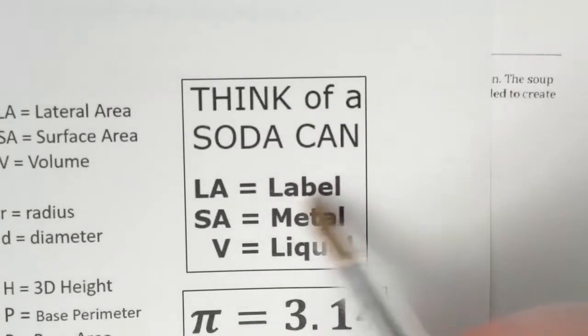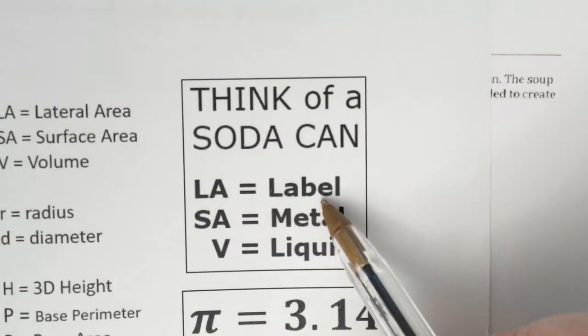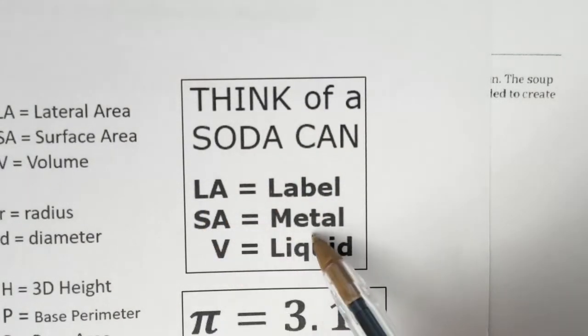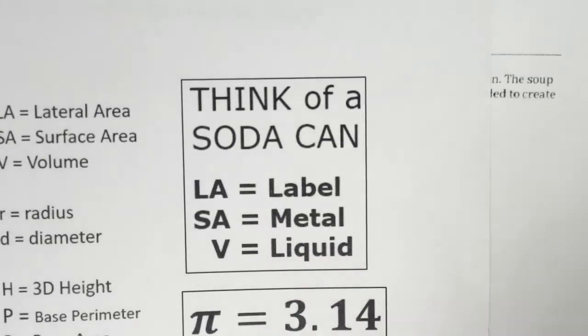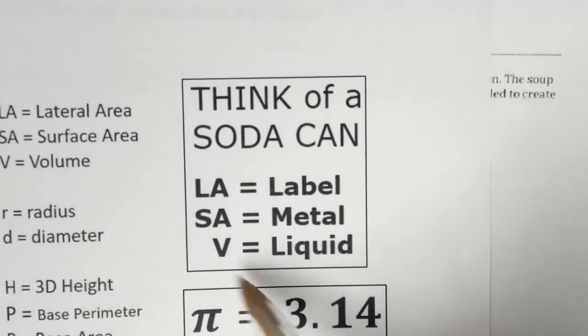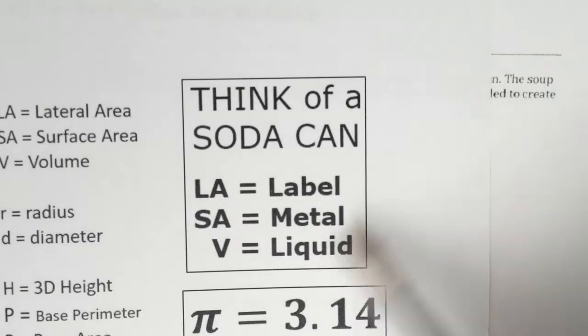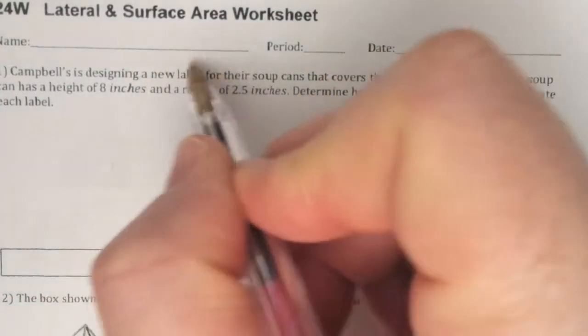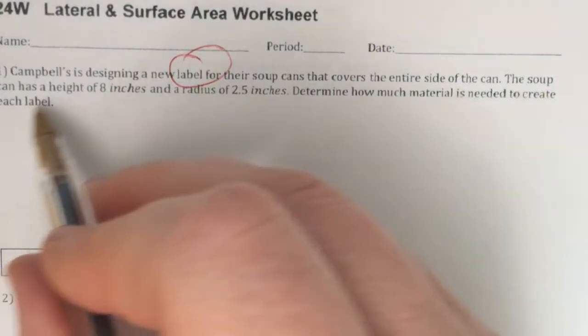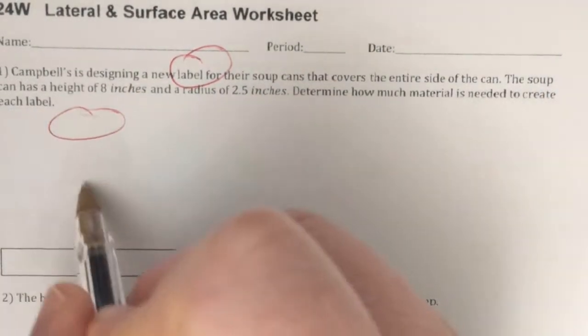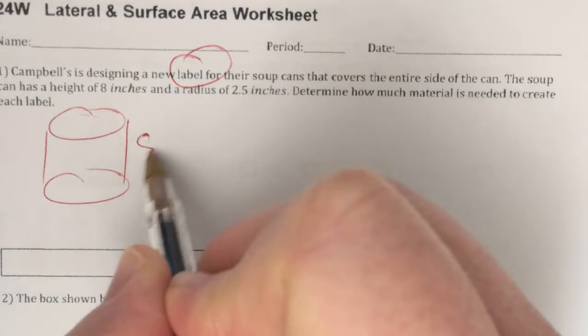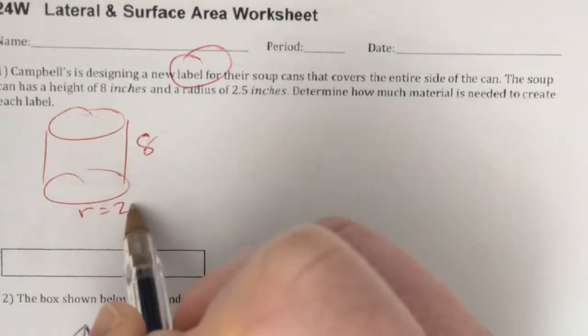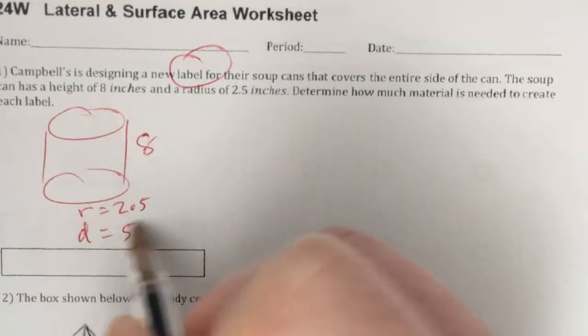All right, so for the soup can, right? So think of a soda can. So if I'm looking for the label, then that's lateral area. If I'm looking for the metal, so that's the side and the top and bottom, that's the surface area, and volume would just be all the liquid on the inside. So that gives you a nice idea of what I'm talking about. So we're talking about the label, which is really nice. The soup can has a height, so we're just going to draw this. So it has a height of 8. The radius is 2.5, so that means that the diameter would have to be 5.